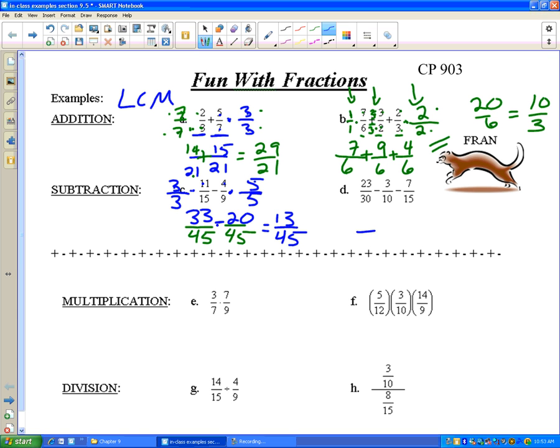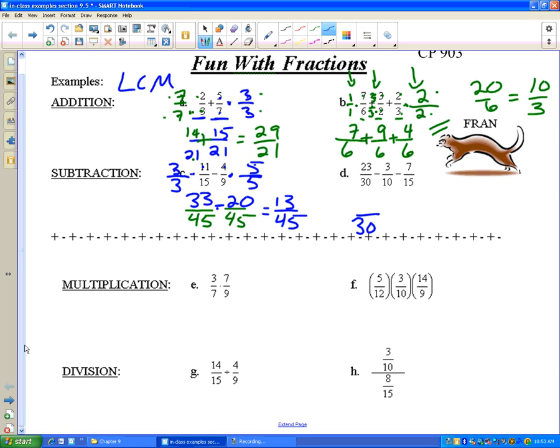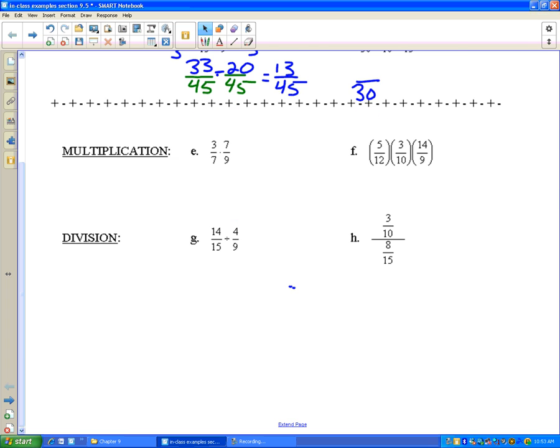Try letter D out on your own. What is my common denominator? My least common denominator, my least common multiple, is going to be 30. See what you can do with that problem. I'm going to go ahead and go to multiplication. You can pause and finish D if you like. I'm going to do multiplication and division. Let's see if I can get that. There we go.